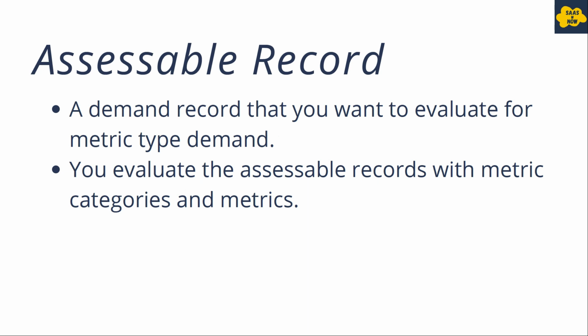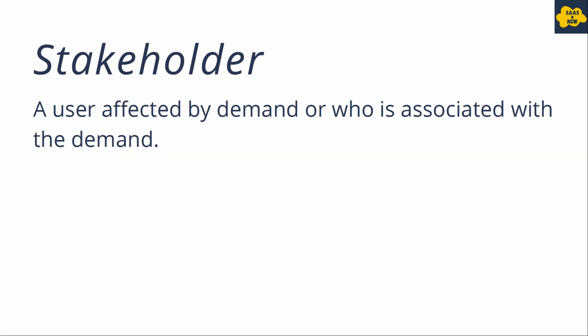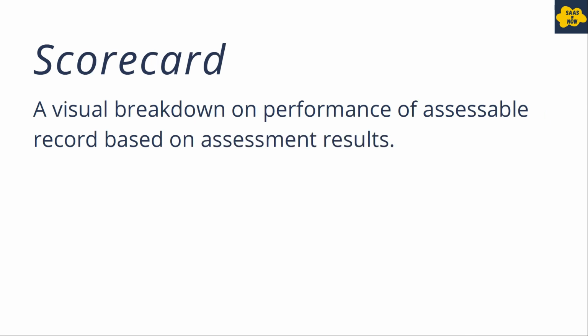Assessable record. A demand record that you want to evaluate for metric type demand. You evaluate the assessable records with metric categories and metrics. Stakeholder. Stakeholder is a user affected by the demand or who is associated with the demand. Scorecard. Scorecard is a visual breakdown on performance of an assessable record based on assessment results.